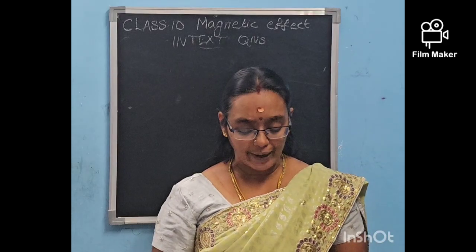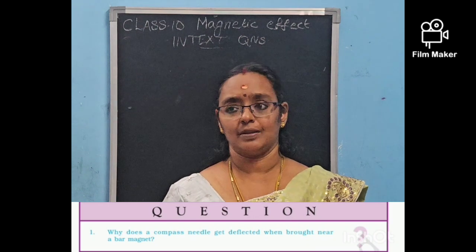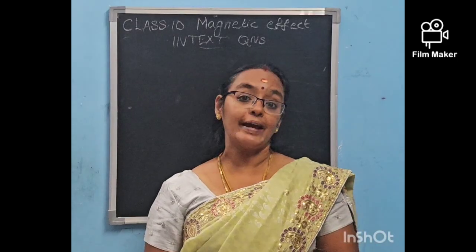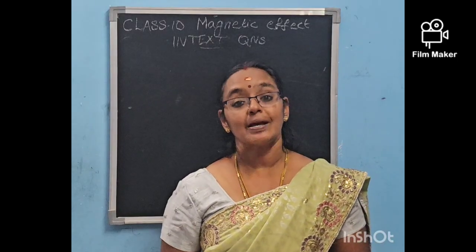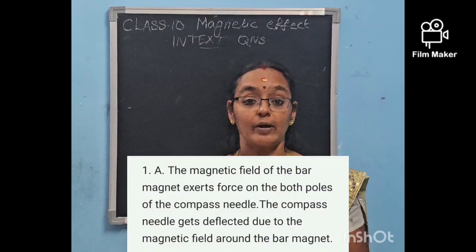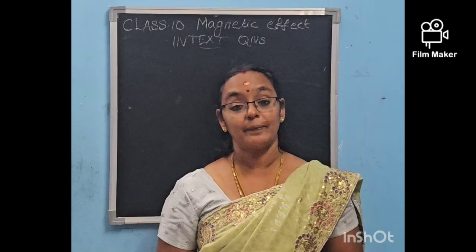The question is, why does a compass needle get deflected when it is brought near the bar magnet? What is the answer? The bar magnet has magnetic properties. The magnet will have a magnetic field around it, and when the compass needle, which is made of a magnet, is brought near the bar magnet, deflection is caused. It is due to the presence of the magnetic field created by the bar magnet.